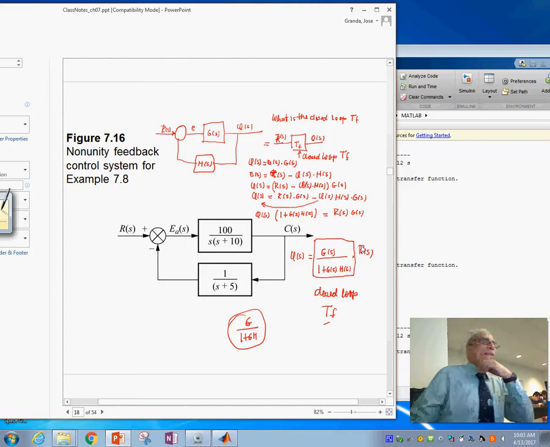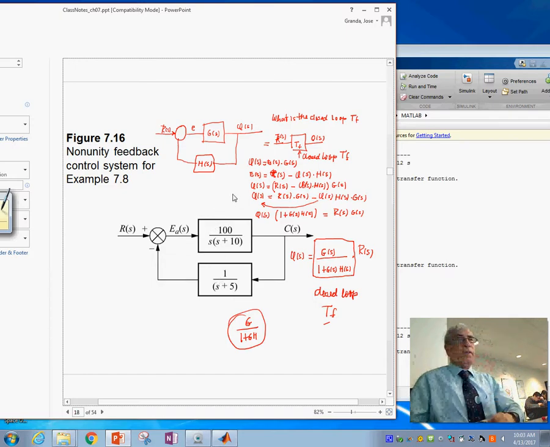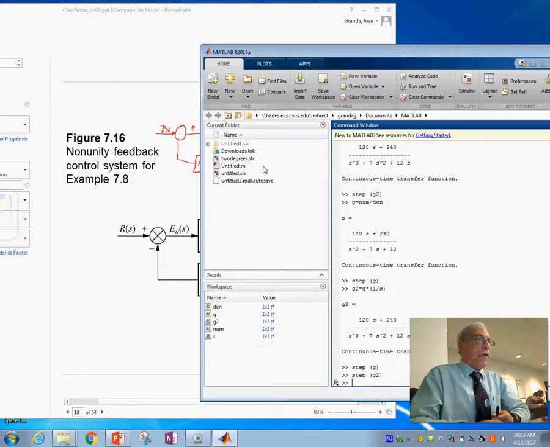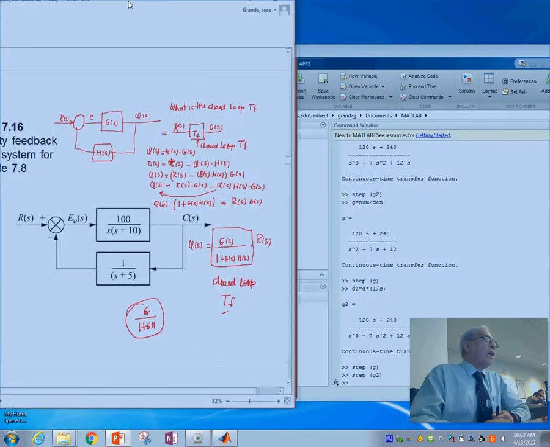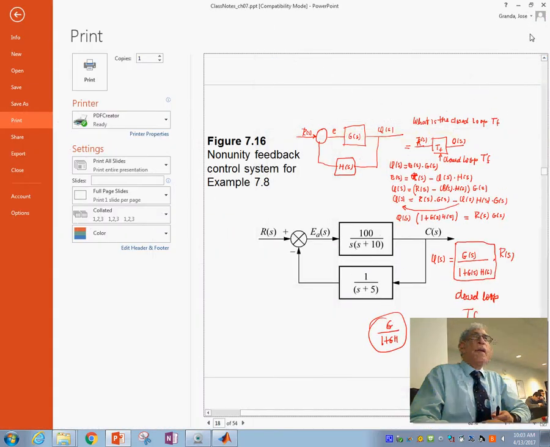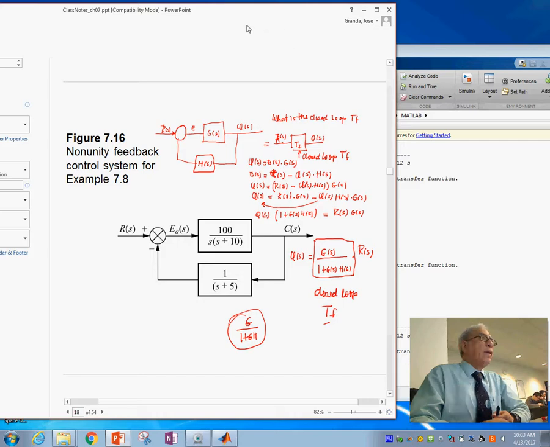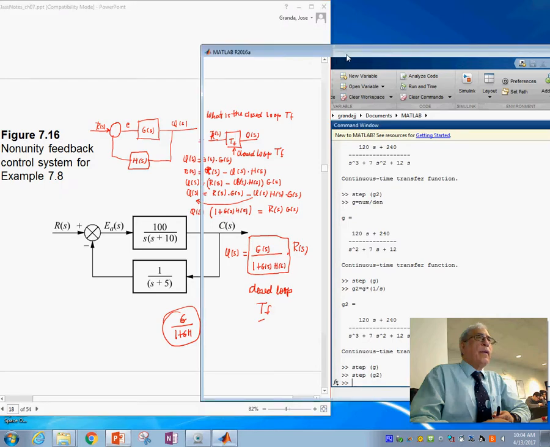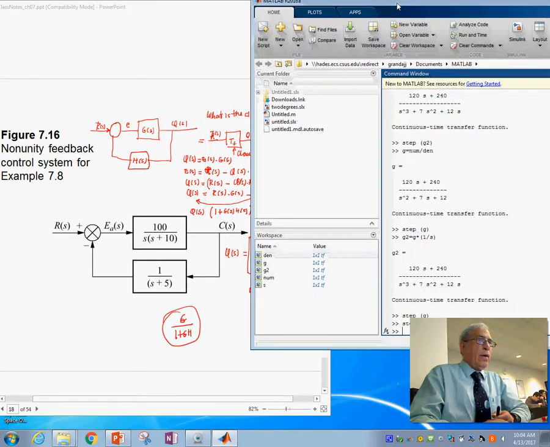So whenever you have this kind of question, when you have a feedback loop, and you want to find the transfer function, what I would do is this. Let's go to MATLAB. I think we have MATLAB here at our disposal. And let's move it over here. And then on this side we can operate.